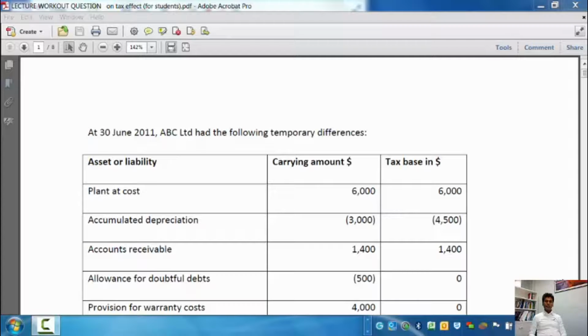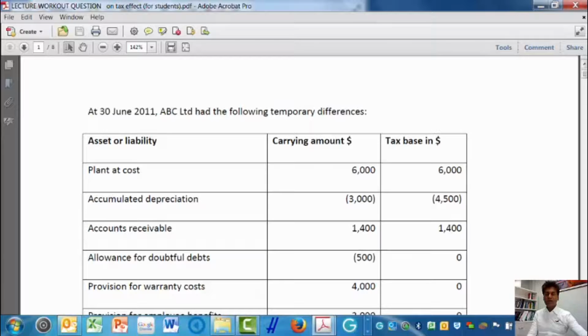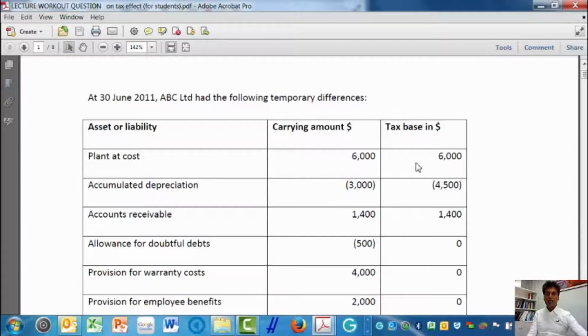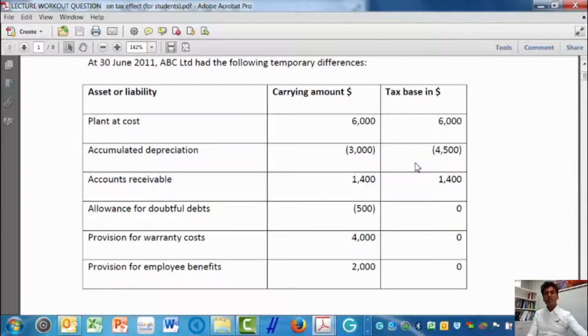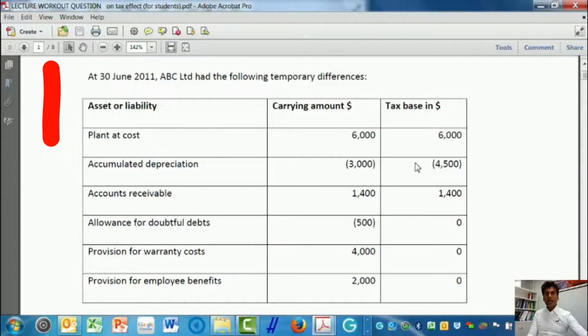I want to give you an overview of the accounting for tax effect question that was done in the workshop session. In that question, it provided ABC company's assets and liabilities, carrying amount and the tax base at 30th of June 2011. So what you see here in the column carrying amount is the accounting values, and then the next column, the tax base, is the equivalent of the tax carrying value, which is called the tax base, in the right hand side of the column. So these values are given to us at 30th of June 2011.